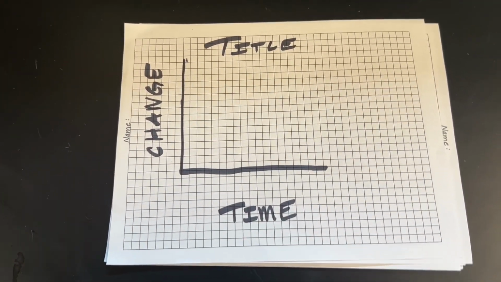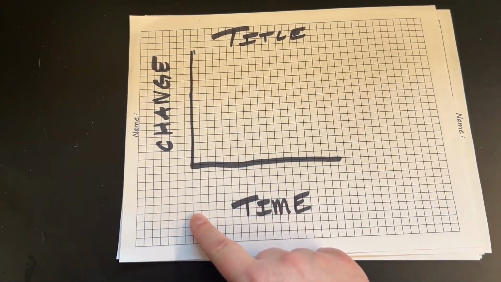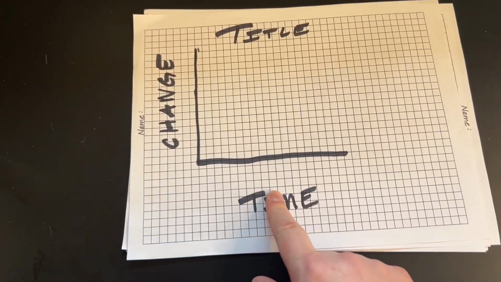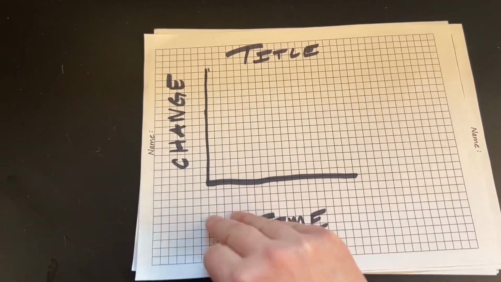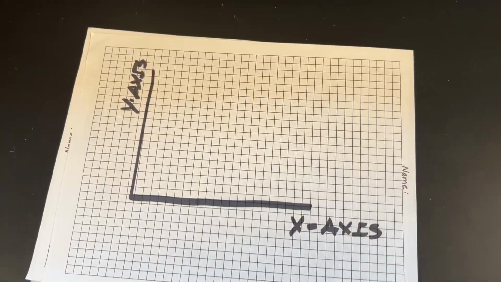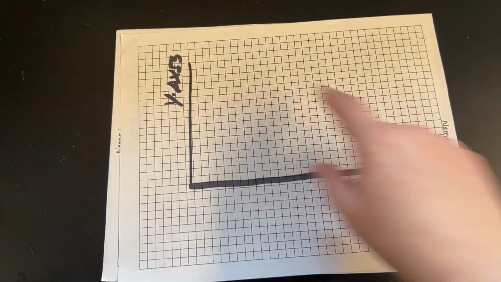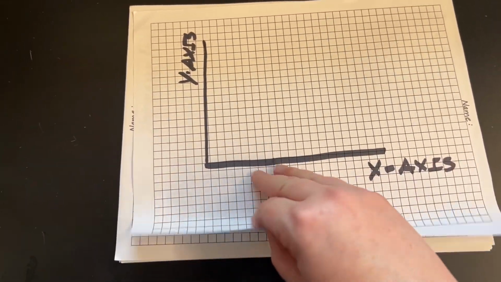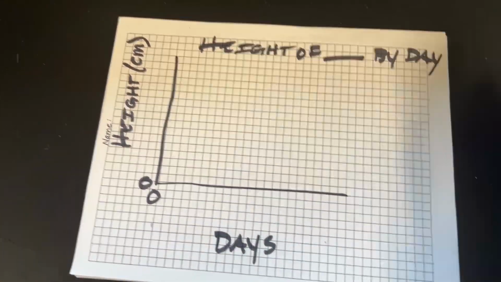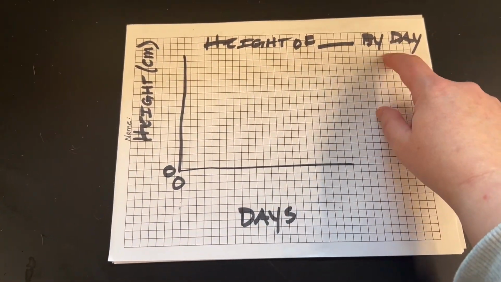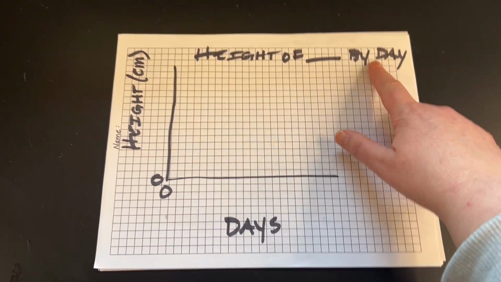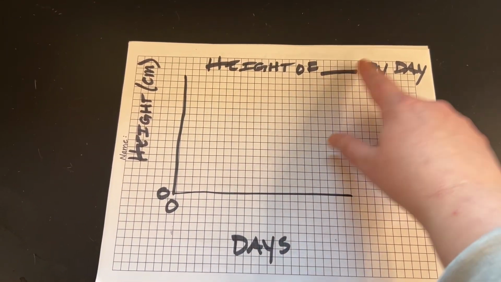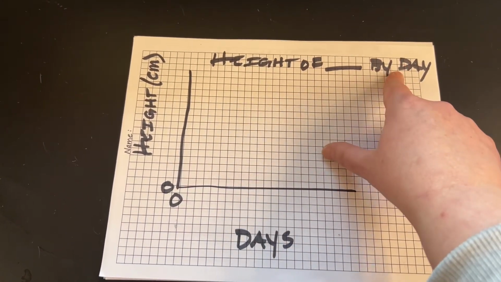So the first thing I'm going to do is start by looking at the two different axes that I have here, and I know that I'm going to graph change over time. I'm going to make sure I put a title at the top. So you have something called the x-axis and something else called the y-axis. So you're going to draw them like this, and then we're going to start to label them. So you want to be very specific with your title at the top of the graph. So for this one, we're going to do the height of something by day. This is the change, this is the time.